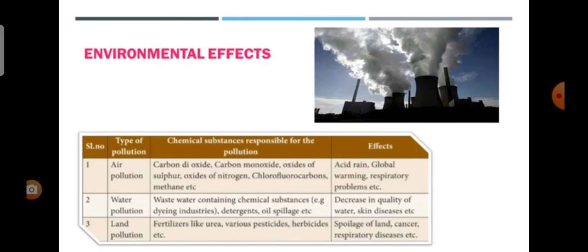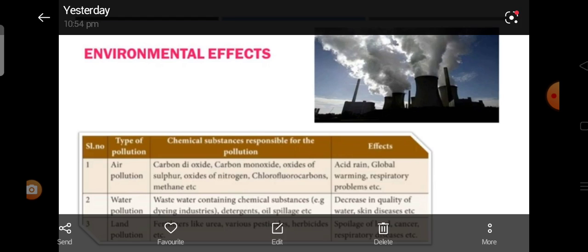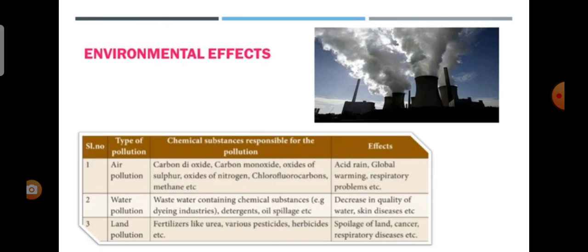Next, environmental effects. Our environment provides air to breathe, water to drink, and land to produce food. Due to industrial processes and the increasing number of automobiles, our environment is badly affected nowadays. So there is an unwanted change in the physical, chemical, and biological properties of the environment. This is termed as pollution. The substances which cause these changes are called pollutants. Now we see the effects of pollution.